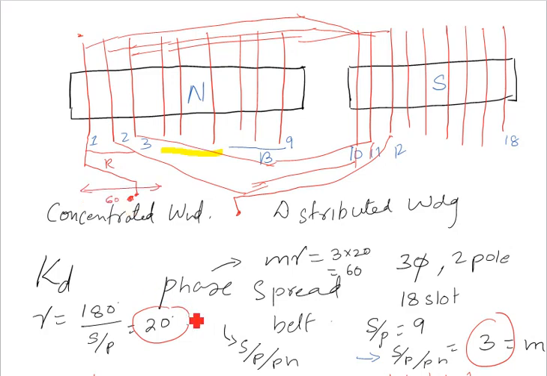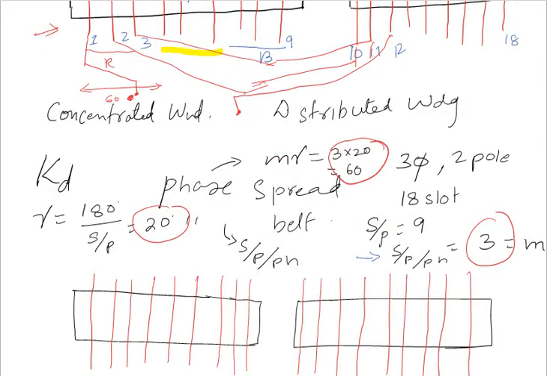So this is our 60-degree phase spread, and the phase belt is 3. This is how the distributed winding is done. Now, next is concentrated winding.